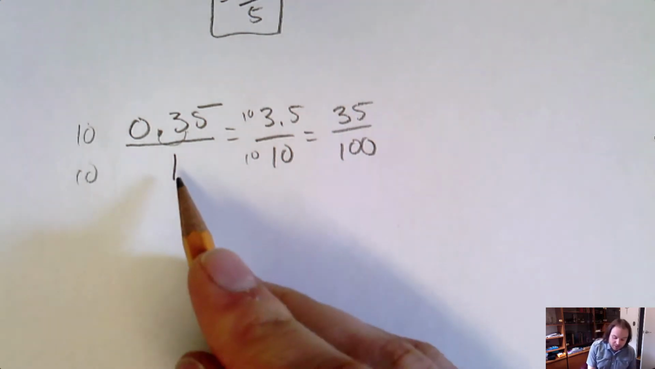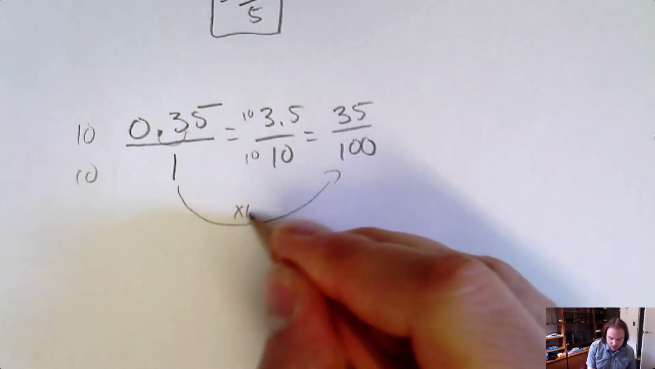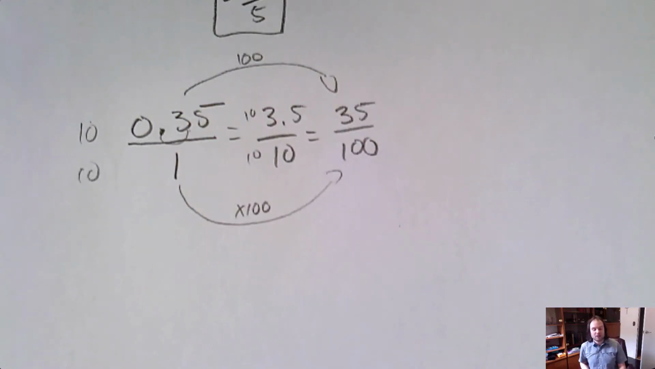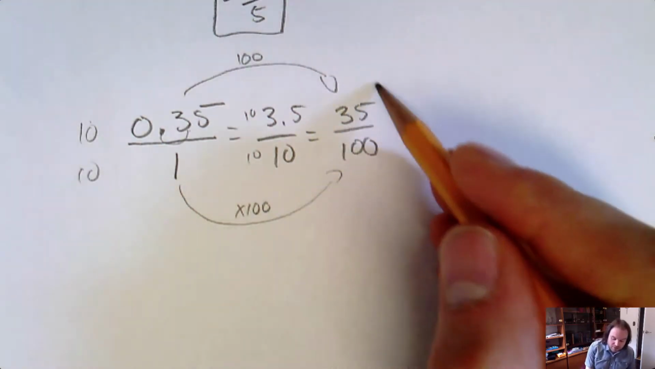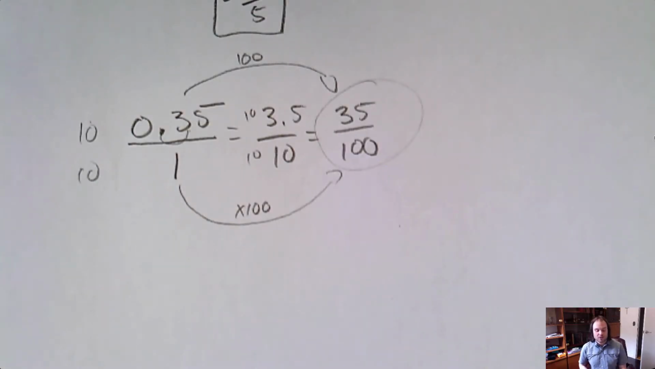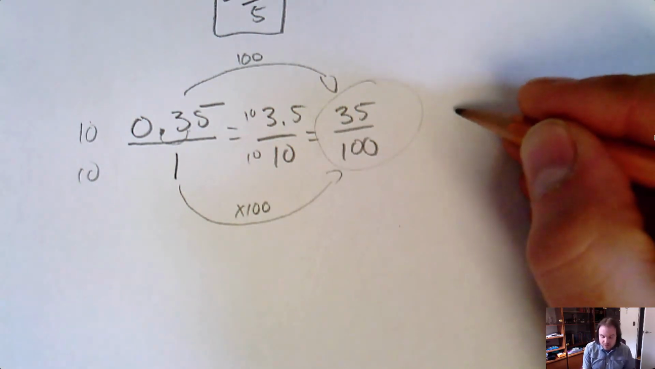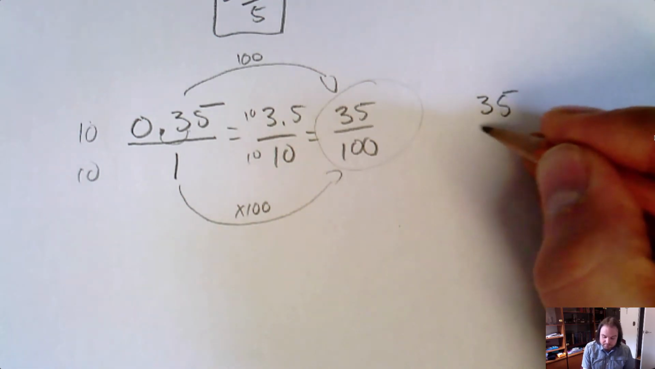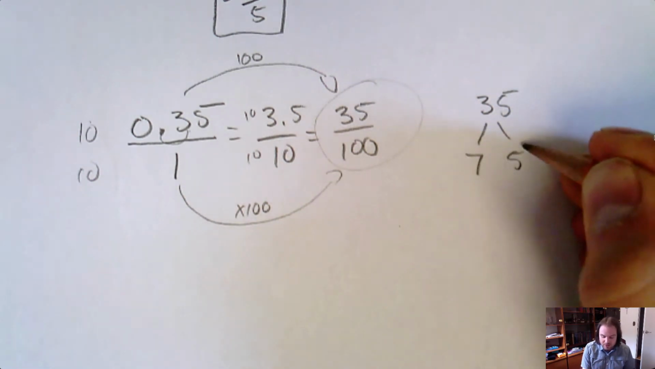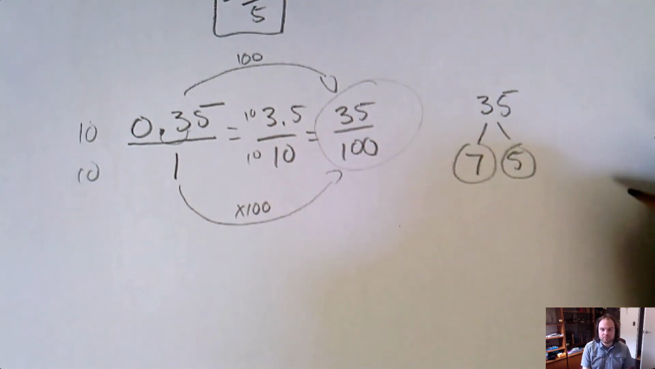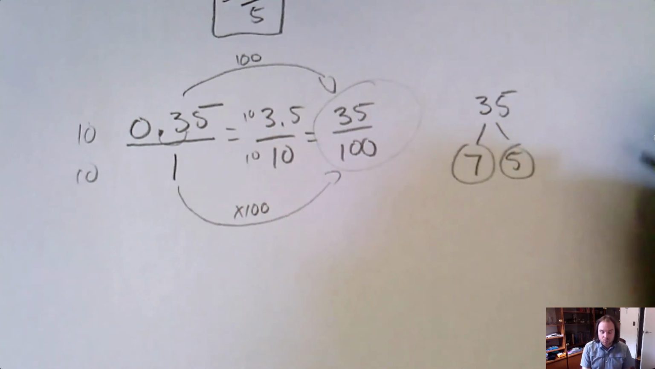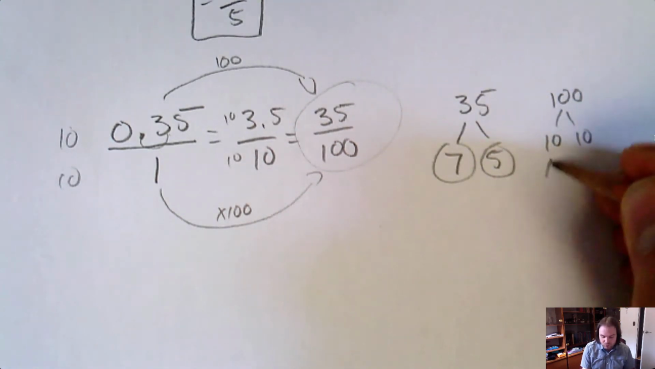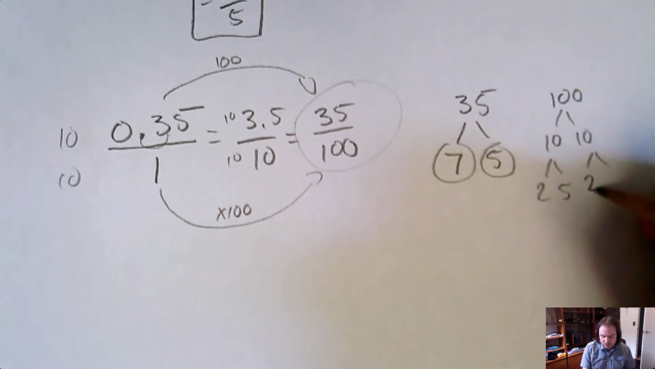What I could have done is skip this step and multiply the bottom by 100 and multiply the top by 100. And there we would get rid of our decimal. Now we have this here. We have to simplify that fraction. So in order to simplify the fraction, let's once again break it down to its prime factors. So 35 is 7 times 5. Both 7 and 5 are prime. 100 is 10 times 10, which is 2 times 5, 2 times 5.